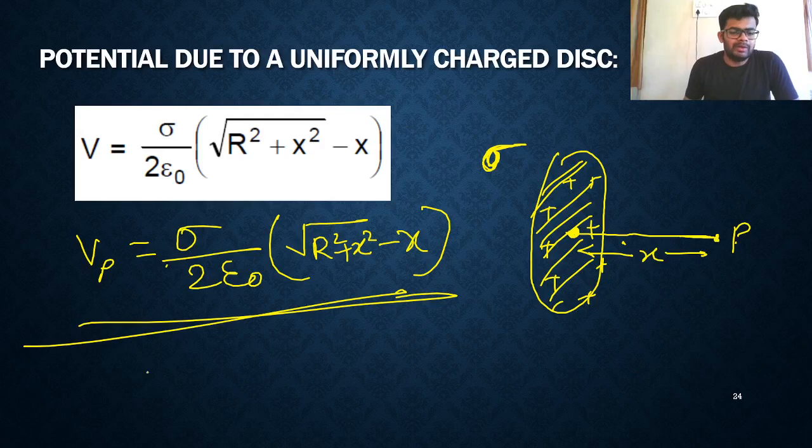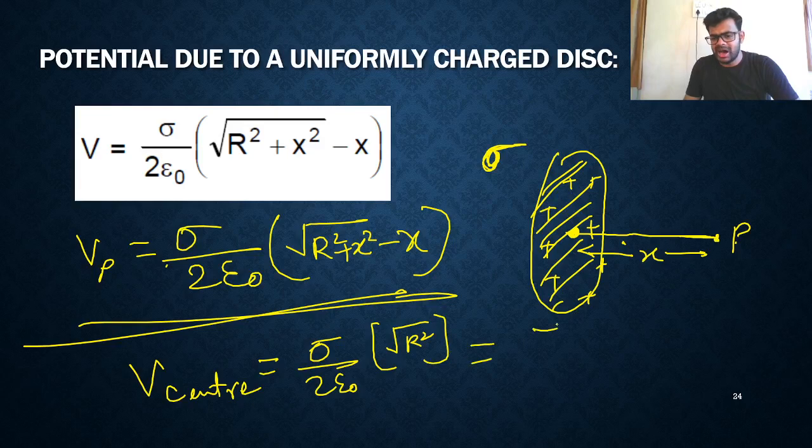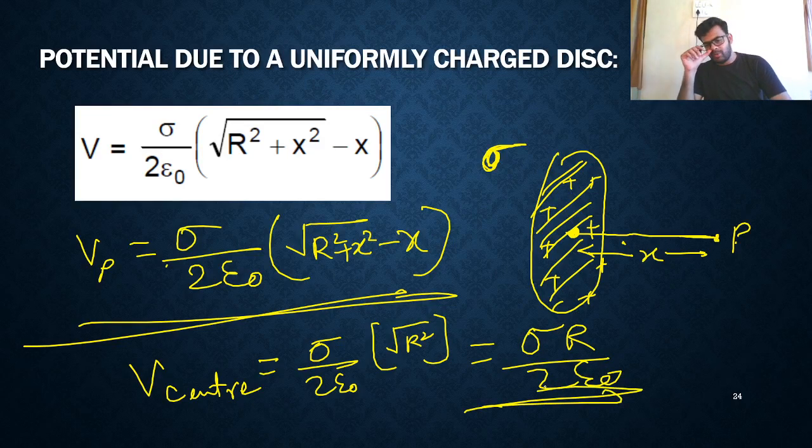What will be the potential at the center of the disk? Sigma upon 2 epsilon naught stays, but the value of x is 0, because at the center the value of x is 0. So directly you'll get root of r square, so you get sigma r upon 2 epsilon naught. This is the value of potential at the center of the disk: sigma r upon 2 epsilon naught. That's all I wanted to say, my dear friends. You need to remember.